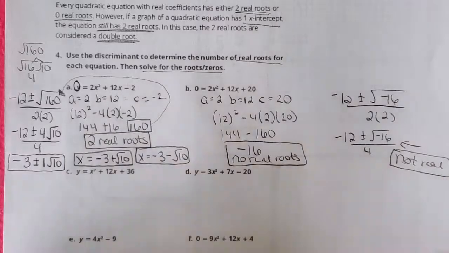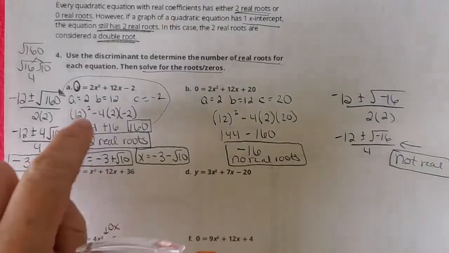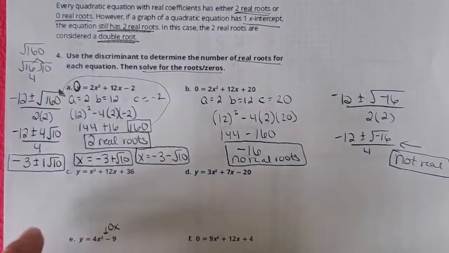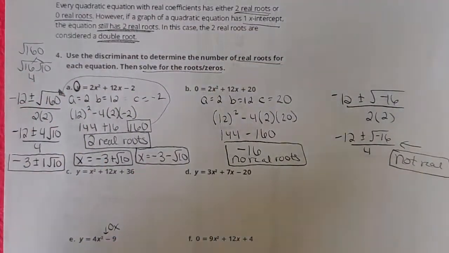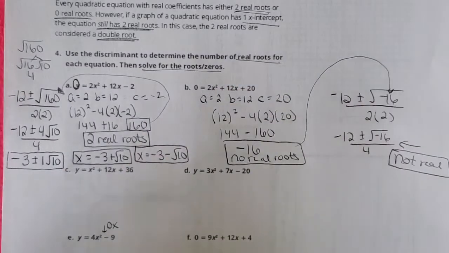So you're going to do C, D, E, and F. Make sure on E you put your placeholder in and put the 0x there. Then find the discriminant, state how many roots there are based on the values above, and then solve by plugging that value in. Again, your discriminant plugs in right inside the radical, and then simplify.